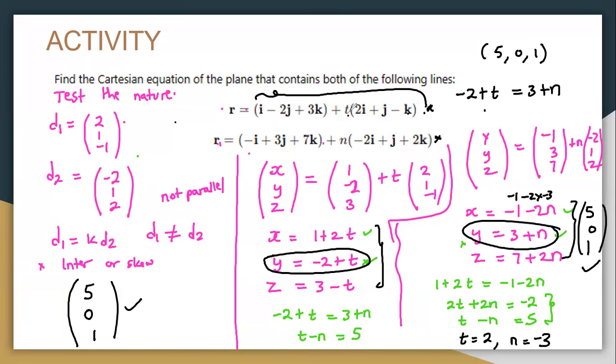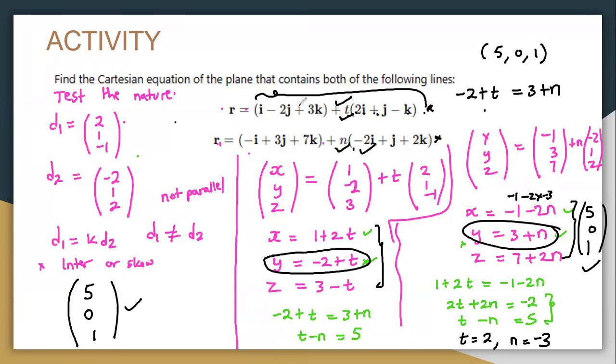You substitute for the value of t and the value of n. If for the 2 lines you get the same answer here and the same answer here, it means they intersect. But if the answers you get here are different, then it means that they are not intersecting. Okay, thank you, teacher.